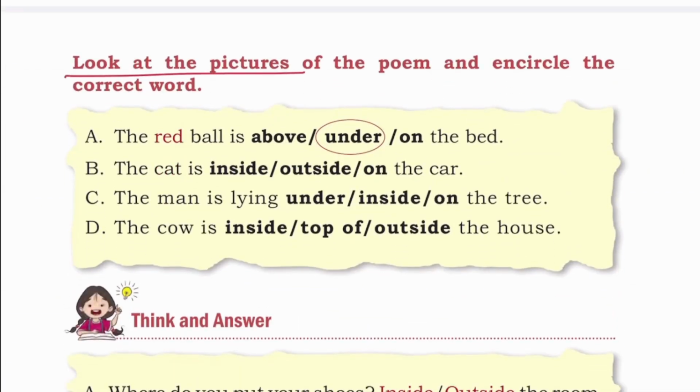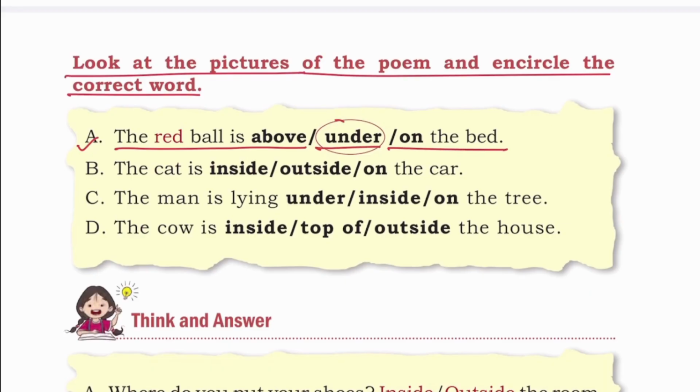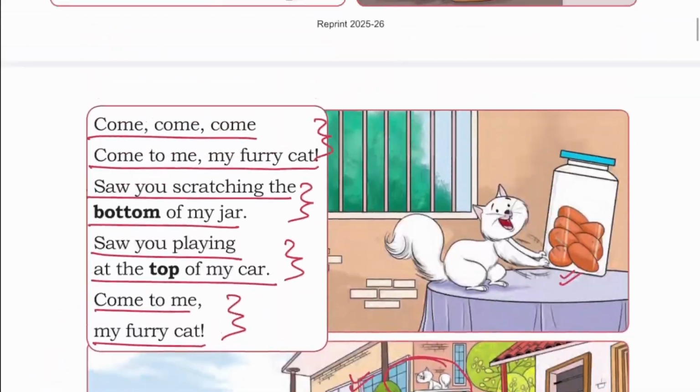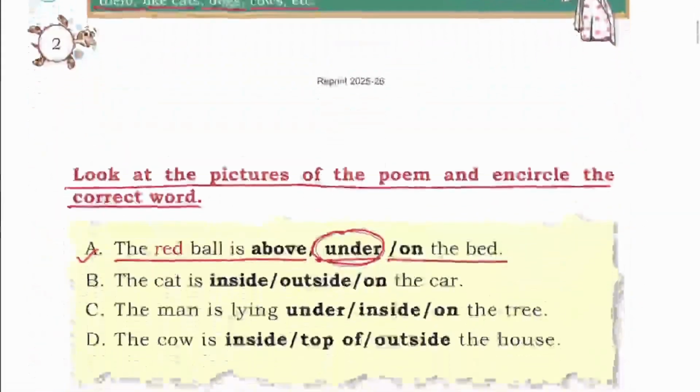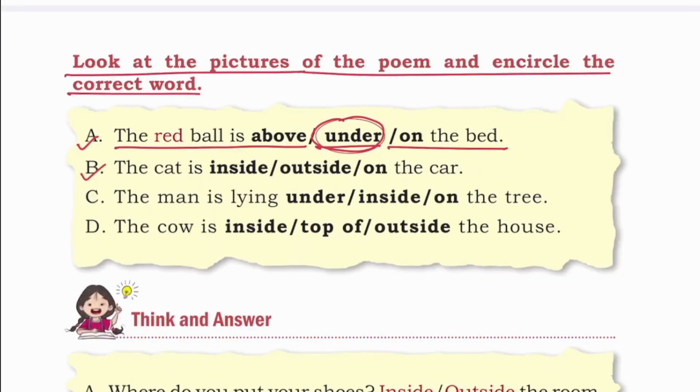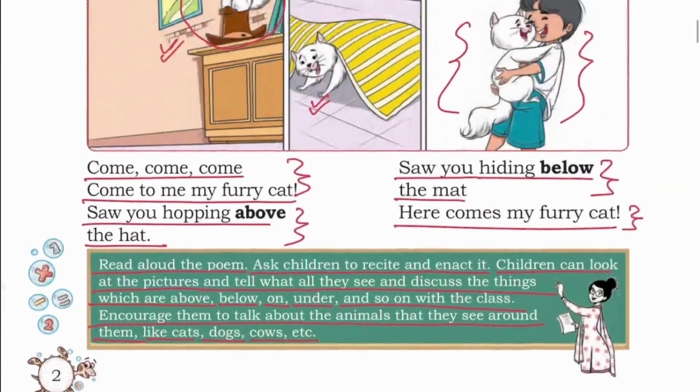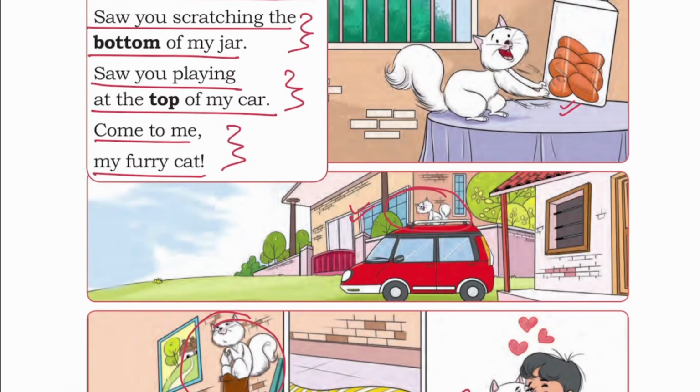Look at the pictures of the poem and encircle the correct word. A. The red ball is above, under, on the bed. You know, red ball is under the bed. You can see here, red ball is under the bed. B. The cat is inside, outside, on the car. You know, the cat is on the car. You can see it here. The cat is on the car.